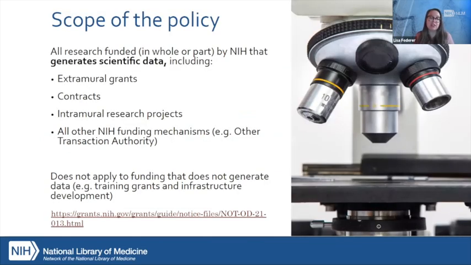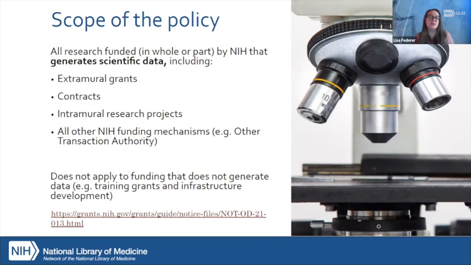The scope of this policy is that it applies to all research that NIH is funding in whole or in part that generates scientific data. This includes extramural grants and contracts that are being sent out to fund people at institutions around the US and around the world.